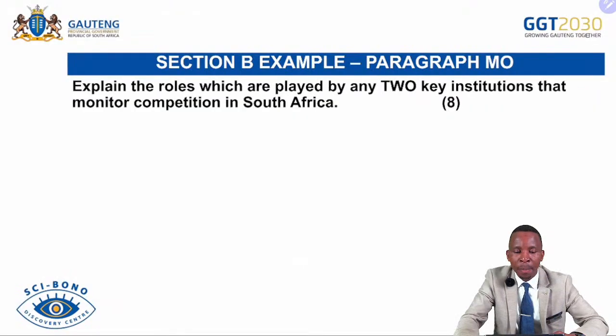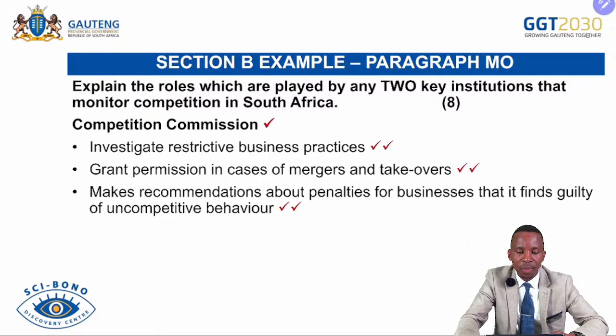Explain the roles which are played by two key institutions that monitor competition in South Africa. So we talk about the Commission. It investigates restrictive practices by businesses. In this case, we talk about the anti-competitive behavior that is conducted by businesses to manipulate consumers by exploiting them with higher prices, maybe by fixing prices or applying illegal measures.